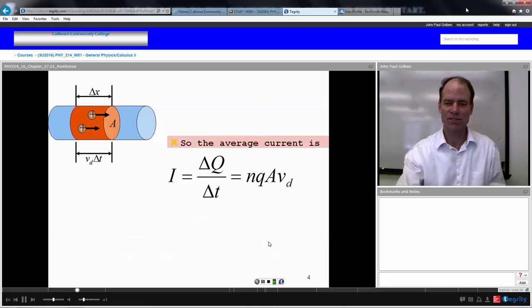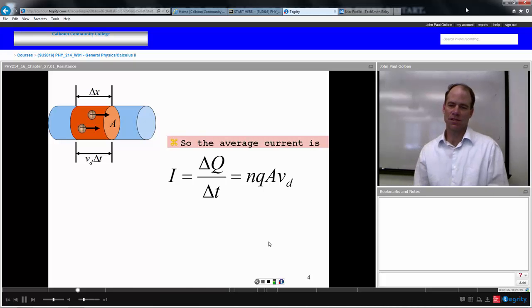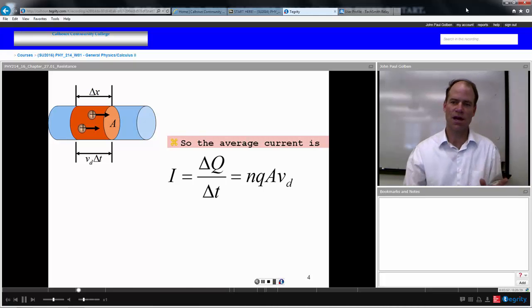So our average current will be equal to this change in charge per time. From our previous equation, the delta t's will cancel out, and we have that our current is equal to the number of carriers per volume for this material, that's an intrinsic property, times the charge per carrier, times the cross-sectional area, times the drift velocity of these carriers.